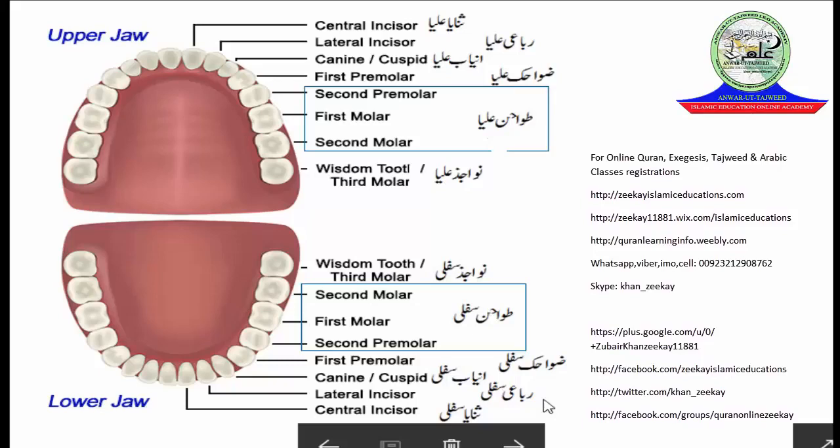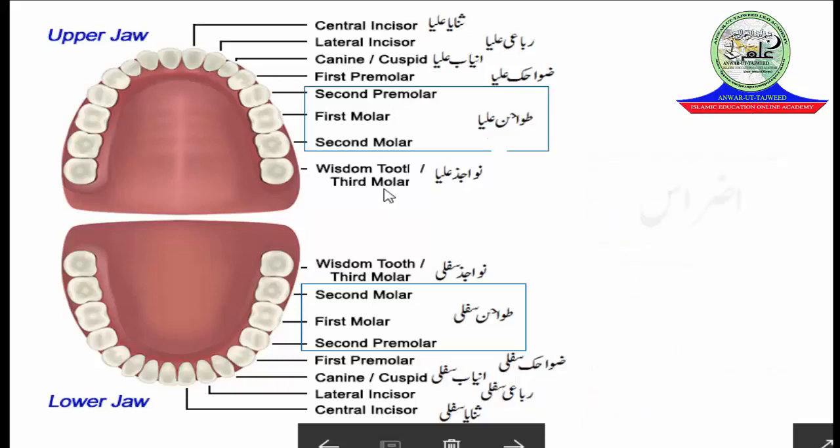One more thing: these teeth known as lawahik, tawahin, and nawajiz, these three types of teeth, first and second premolar, first molar, second molar, and third molar, all these premolars and molars are known as adras in Arabic.